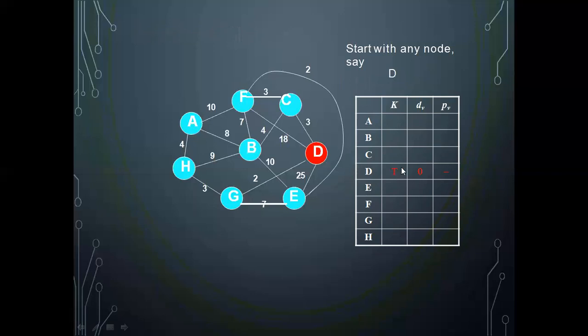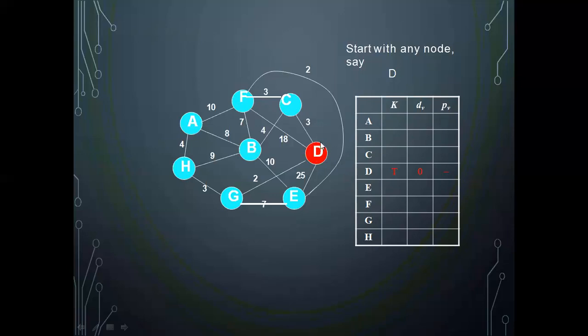So I have changed it to T. It means that D is already the part of the spanning tree. And D is my source vertex. From the source, how much it is away? So it is 0 distance away. And D is not having any parent because I am starting from D.